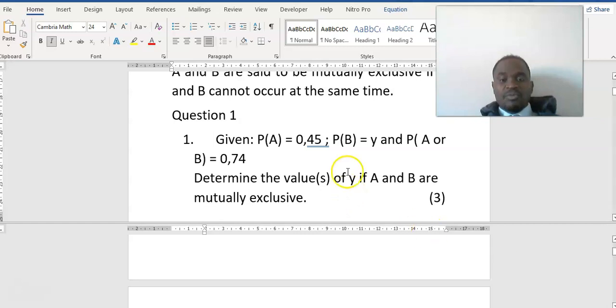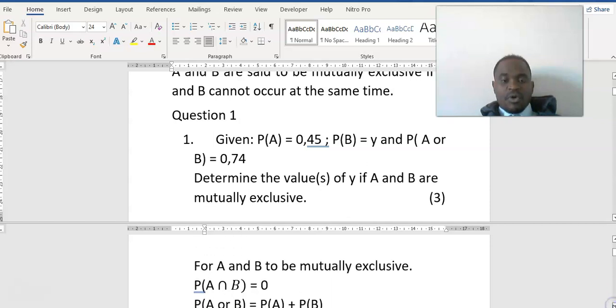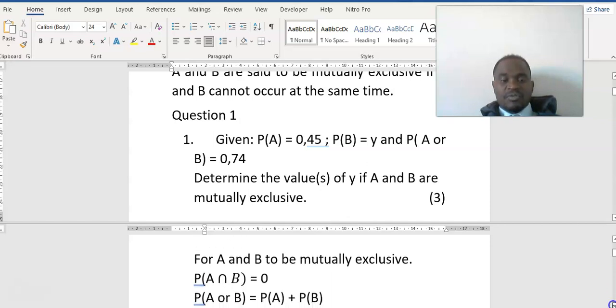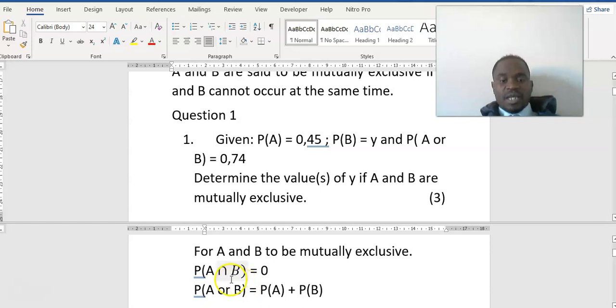So for A and B to be mutually exclusive, what can you say? We can say that A intersection B should be equal to 0. It means there shouldn't be A and B. Let's see how we are going to do that one. For A and B to be mutually exclusive, probability of A intersection B should be equal to 0.